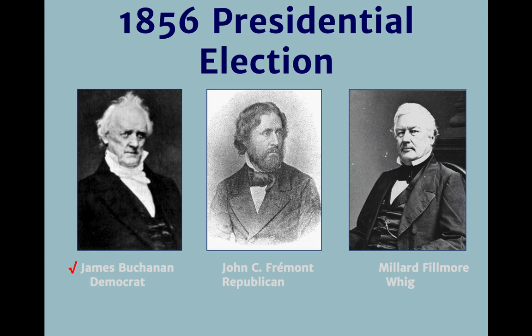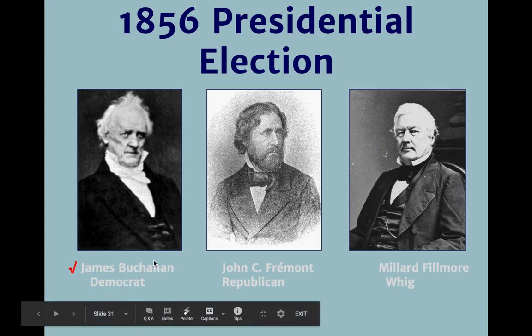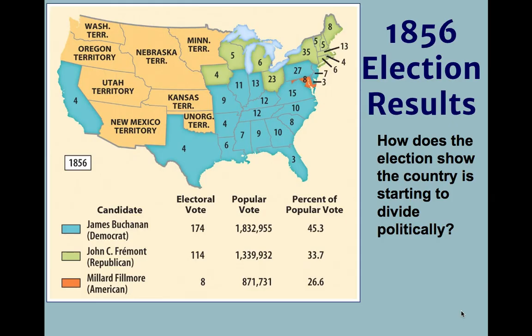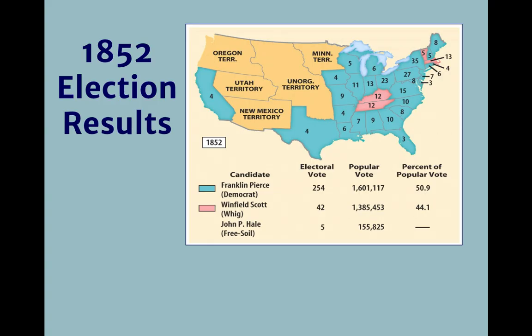This is going to lead to the 1856 presidential election. Looking at the winner, James Buchanan as a Democrat, you see for the first time a Republican candidate, and then Millard Fillmore, still that Whig Party like we talked about, is holding on. Looking at that map, remember when we looked at the 1852 electoral map, which let me scroll back. We talked about a lot more unity, only a few states that had voted for the Whig Party.